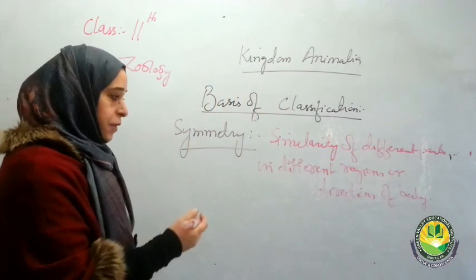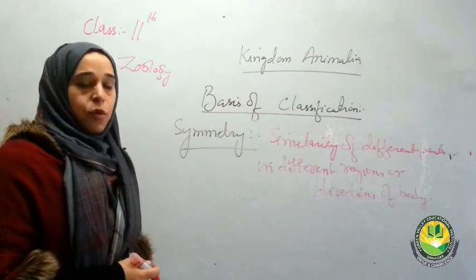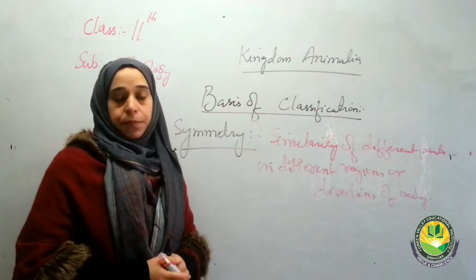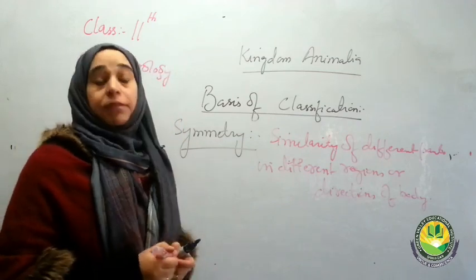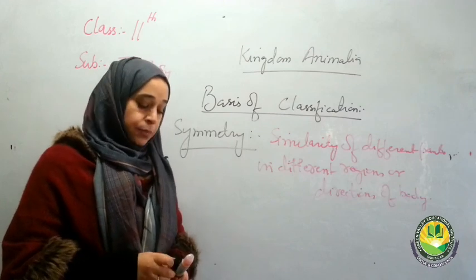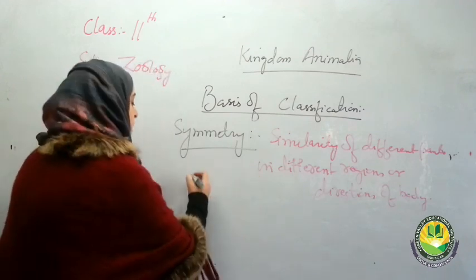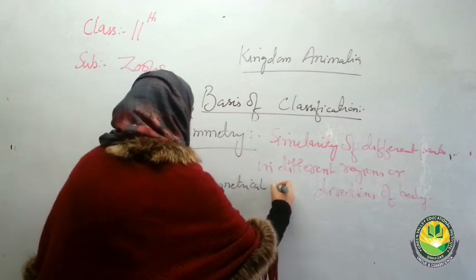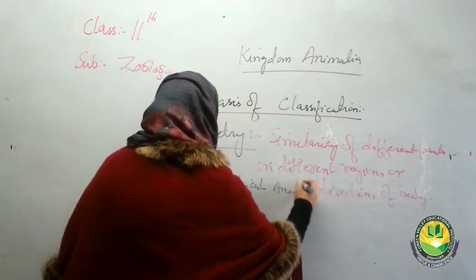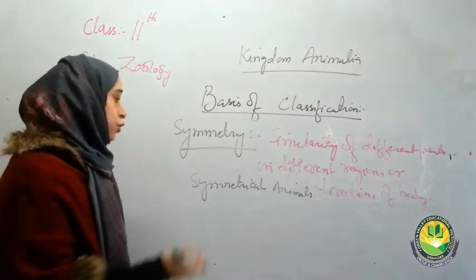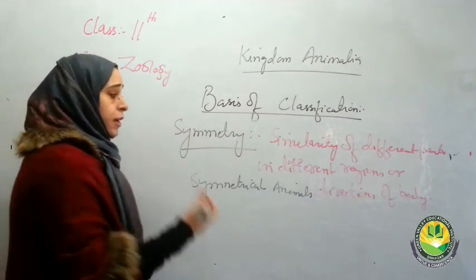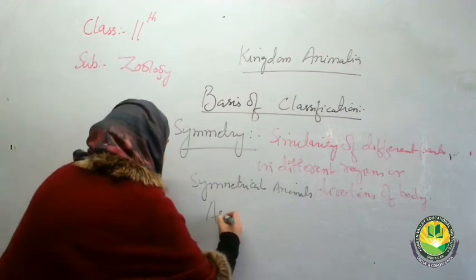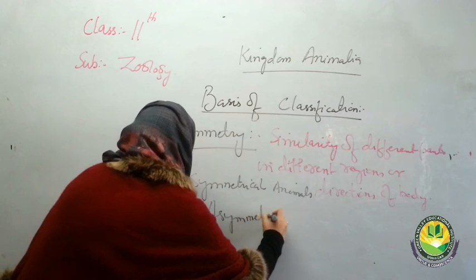Similarity of different parts in different regions or directions of a body is termed as symmetry. Now, depending upon the similarity or arrangement of different parts, we have two important categories of animals. We have certain animals which possess symmetry, and they are termed as symmetrical animals. And there are certain animals which do not possess this important feature, which do not have the similarity of different parts in different regions or directions, and they are termed as asymmetrical animals.